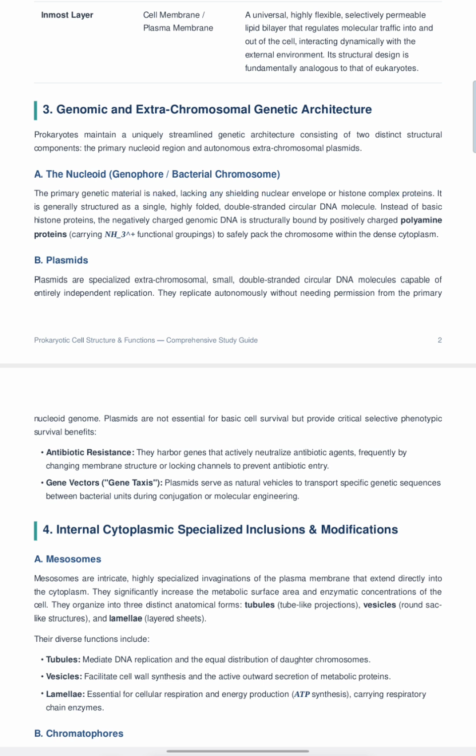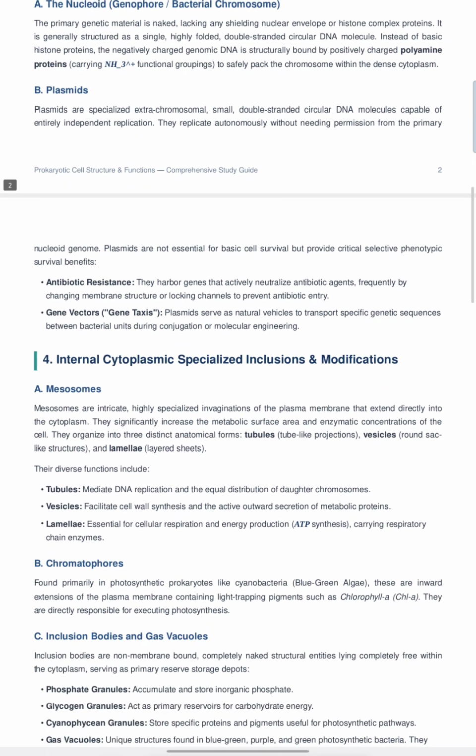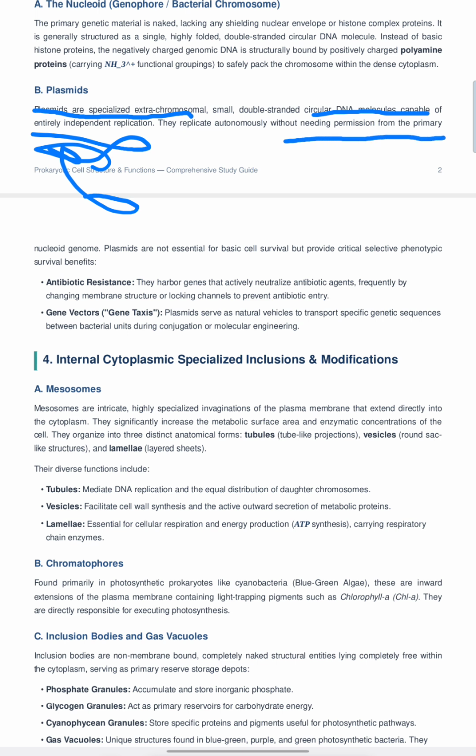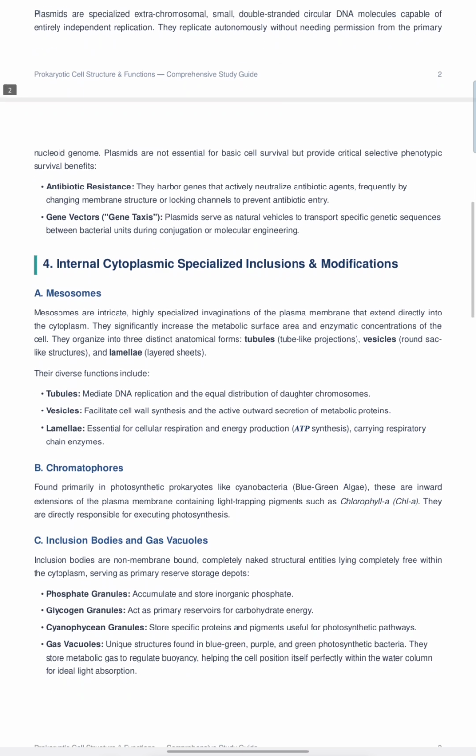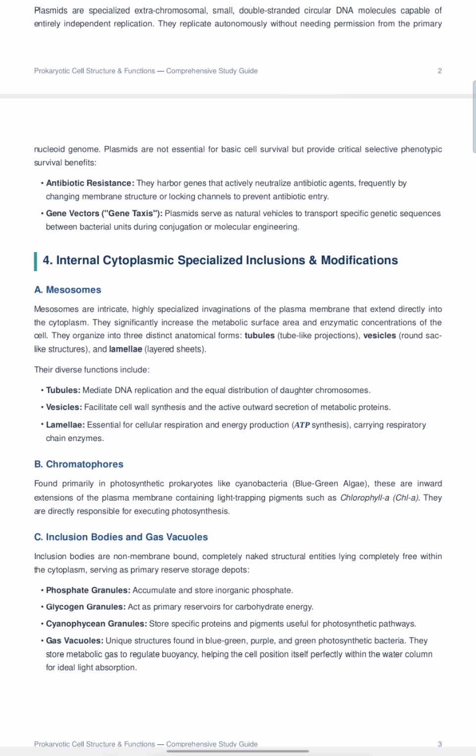Now moving to the next part, plasmids. Plasmids are specialized extrachromosomal, small, double-stranded circular DNA which are capable of independent replication. They replicate autonomously without needing permission from the primary genome. Plasmids are not essential for basic cell survival, but they carry phenotypic characters of the prokaryotic organisms. Now, antibiotic resistance: plasmids also confer resistance to antibiotics.